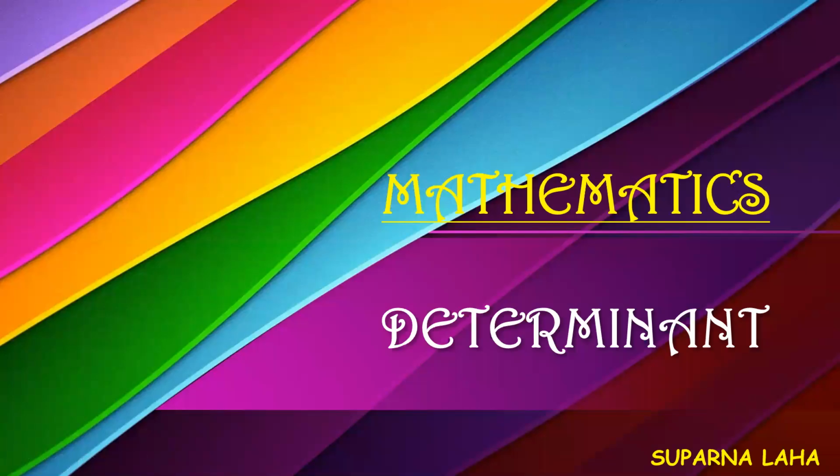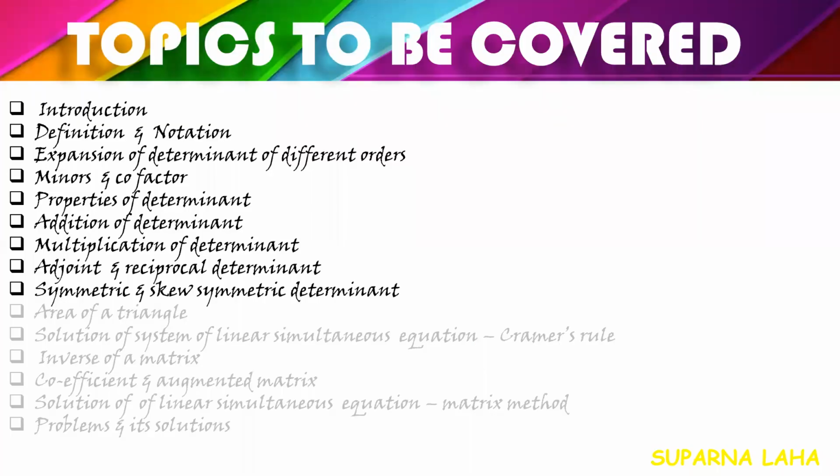Welcome students. We're discussing this chapter, determinants, and we have already completed up to the adjoint determinant, reciprocal determinant, and symmetric and skew-symmetric determinants. You already know what symmetric and skew-symmetric matrices are, so we just transform them into determinant form. Today we will talk about some applications of determinants.